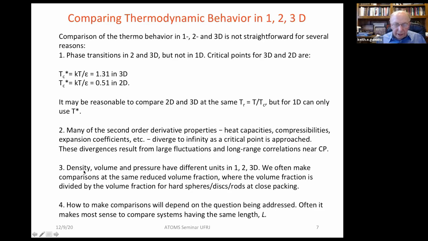Remember that density has a different definition in 2D or 1D. So density in 3D would be the number of molecules per unit volume. In 2D, it's the number per unit area, and so on. And similarly, the pressure has a different definition. So in 2D, the pressure is the force divided by the length. And in 1D, it's just the force.